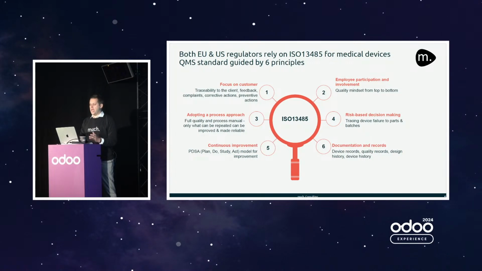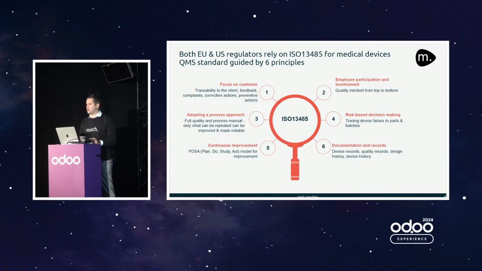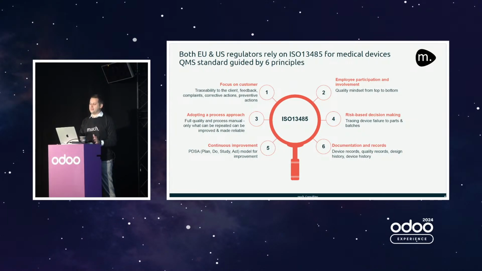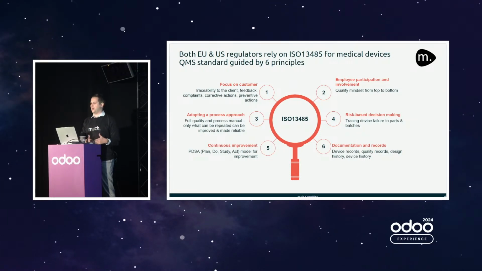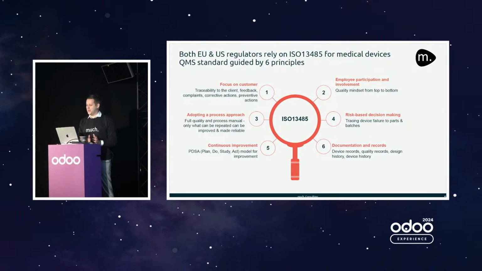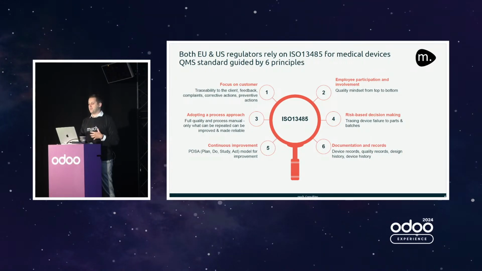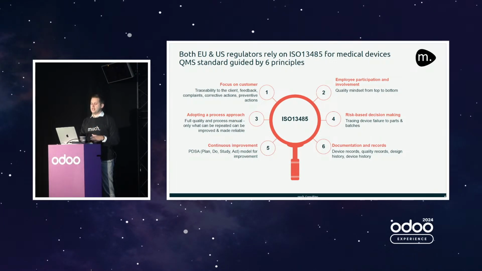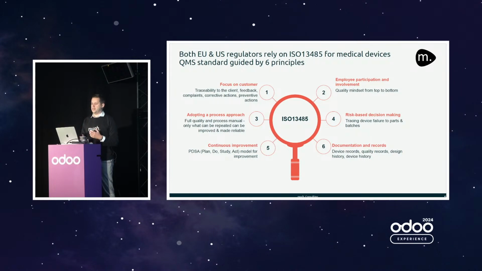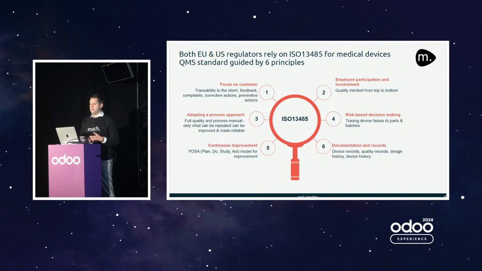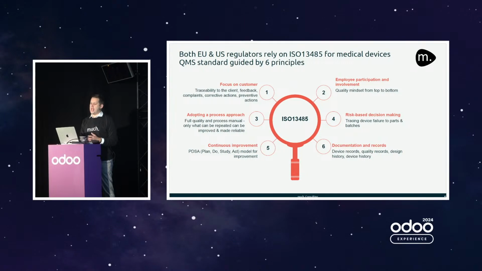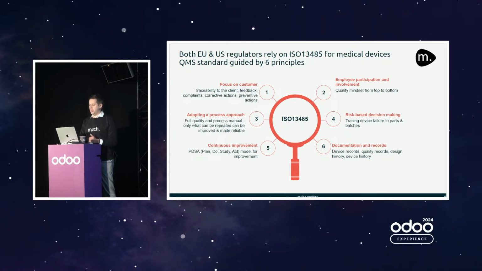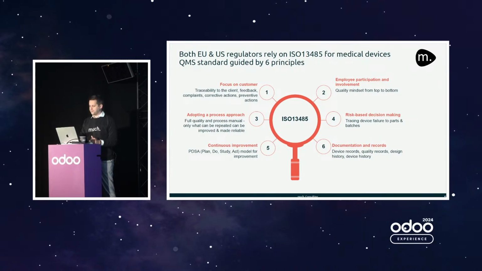Thirdly, we have adapting the process approach. I mean, this is really at the core of everything we're going to talk about today, right? Since we're talking about how we can do these regulations in Odoo, which is a process management suite, really. So this is going to be very much in the focus. But obviously, having processes that are documented and standardized makes them reliable, repeatable, and improvable in the end as well. So the process approach is really a basis for all the other three that we have left.